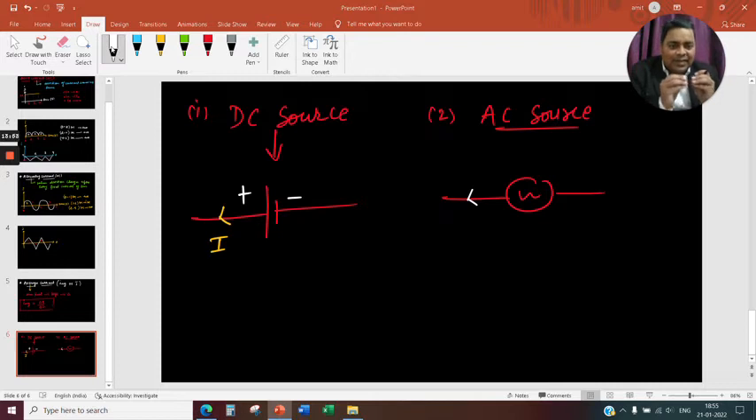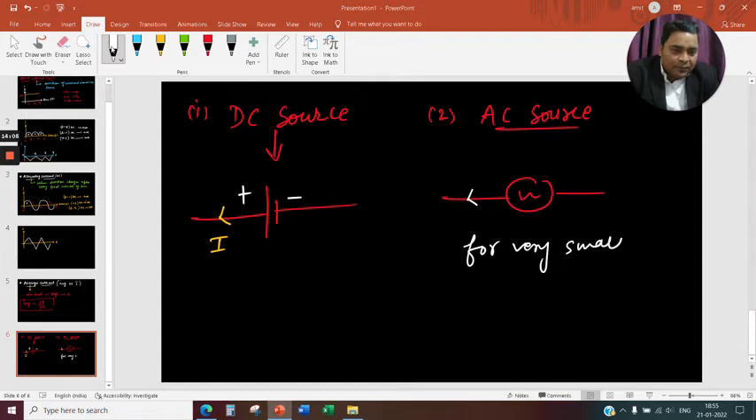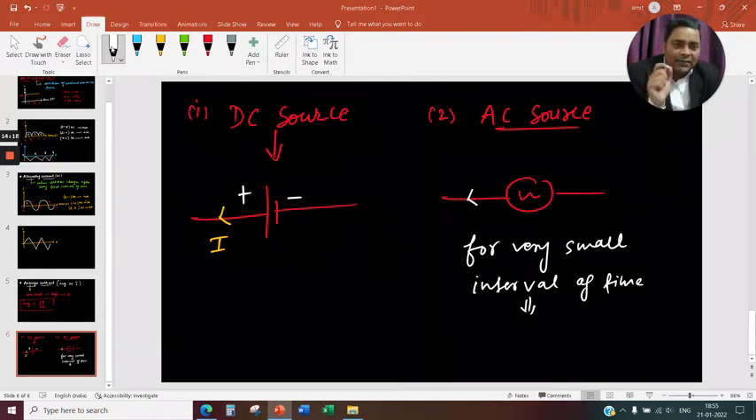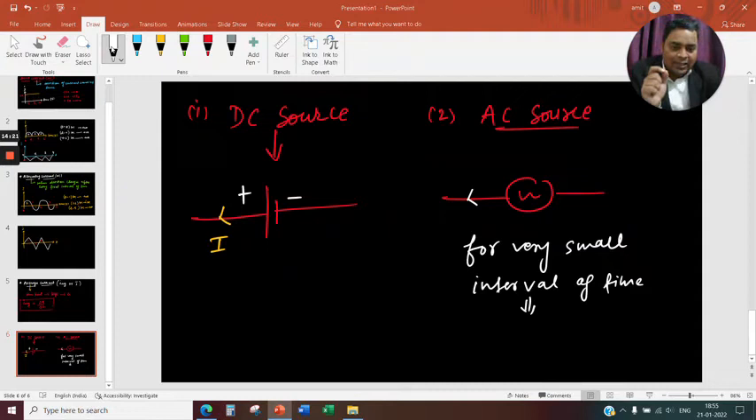For this reason, whenever we do AC source calculations, we discuss a very small interval of time. I just want to focus on the instantaneous value. We have to calculate the instantaneous value for the direction. For example, in case of current, we need to calculate I instantaneous.